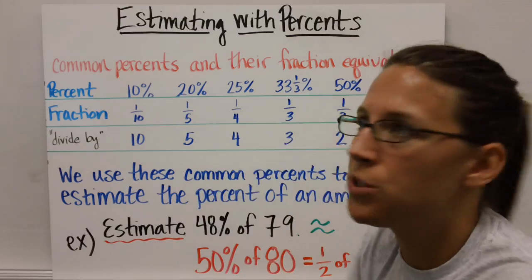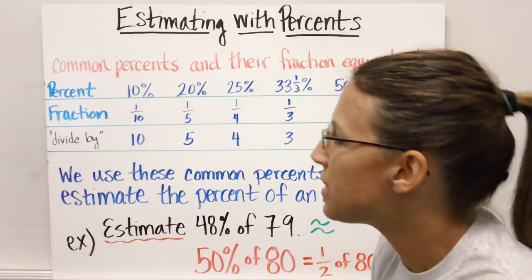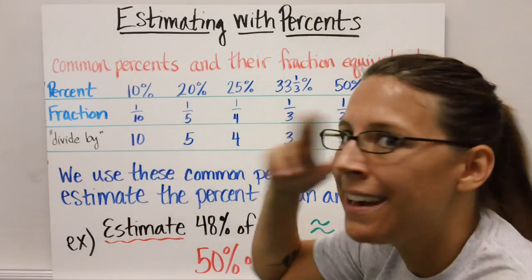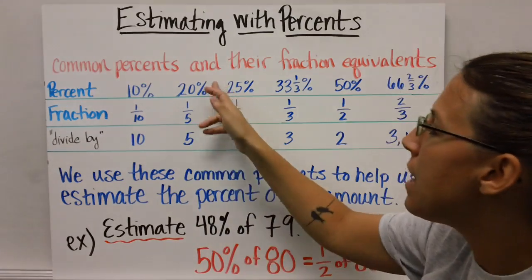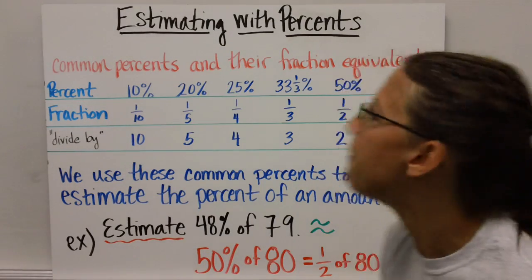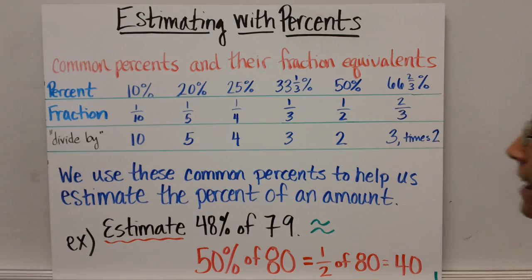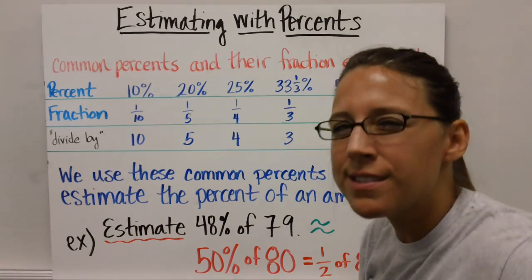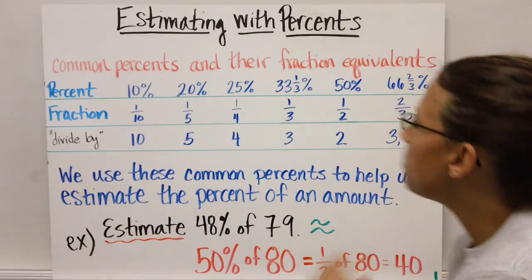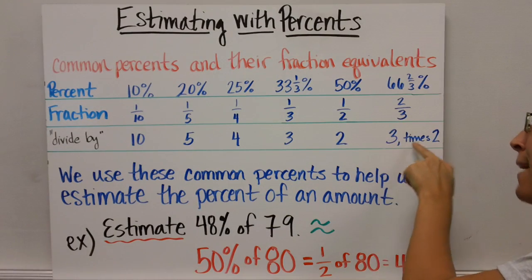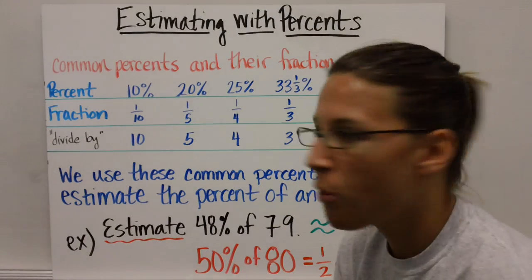What I have here is divide by. This is just a memory tool. If you wanted to find 10% of a number, you would divide by 10, and that would be 10%. If you wanted to find 20%, you would divide by 5. If you wanted to find 66 2/3%, you would want to find 1/3 first, then multiply by 2. So you would divide by 3, then times 2. It's a little note I have there for you.